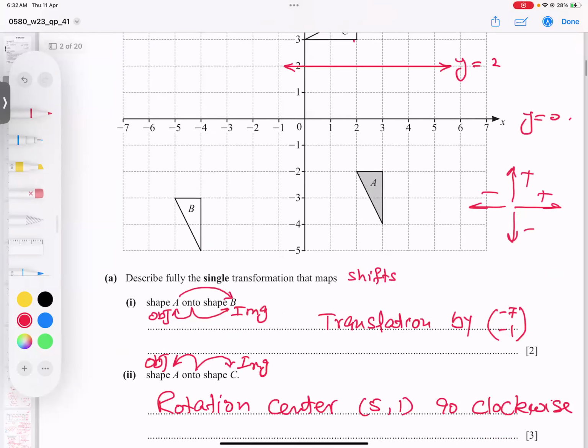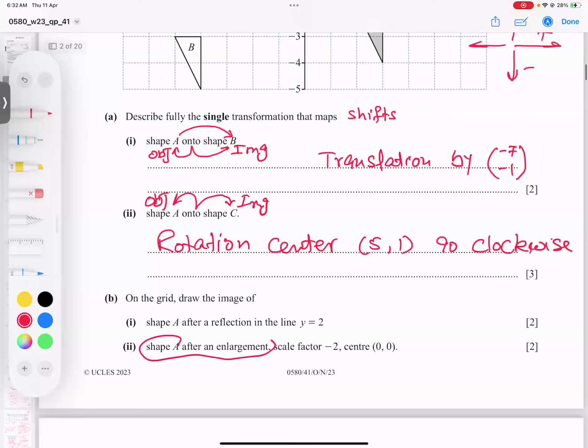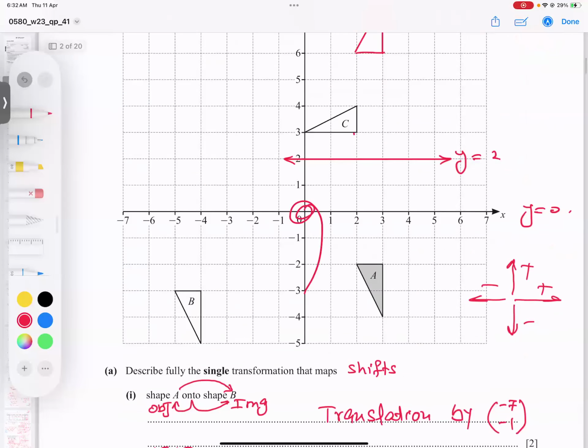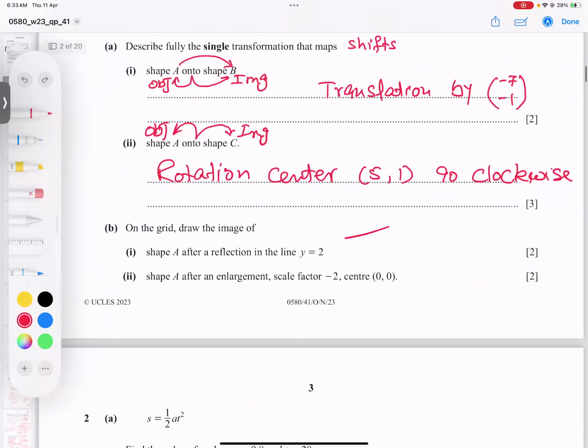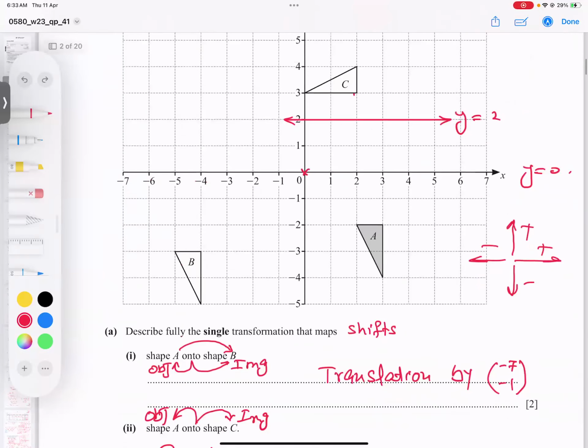So the next part. He's saying shape A enlargement. We do enlargement with scale factor -2, center 0, 0. So -2 and center 0, 0. Center 0, 0 is here. I will mark the center first of all. And what shape do we have to talk about? A shape, and scale factor -2. So let's count. We can do it in two different ways, counting boxes and using the scale technique. The scale technique is very easy.